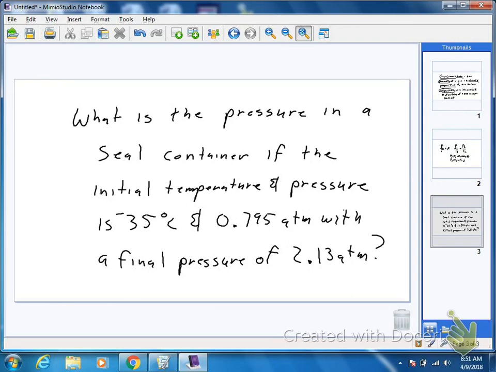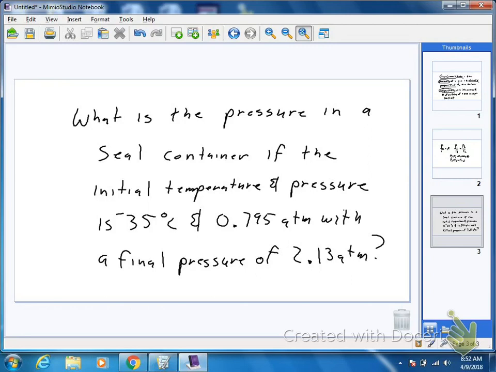I'm introducing a new pressure unit to you guys. It's not that big a deal. It's another way to measure pressure. If you go in your notes, there's different ways to measure pressure. So then the final pressure is 2.13 atmospheres. Okay, you guys have that?